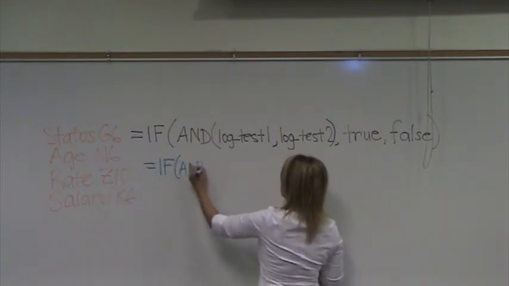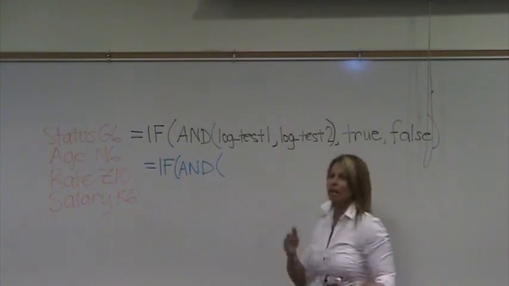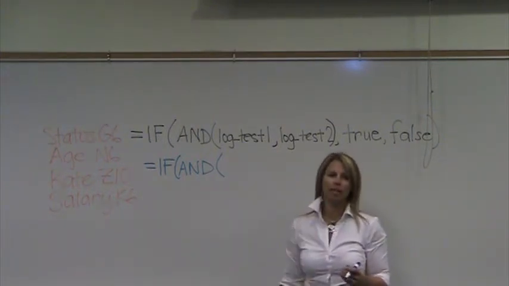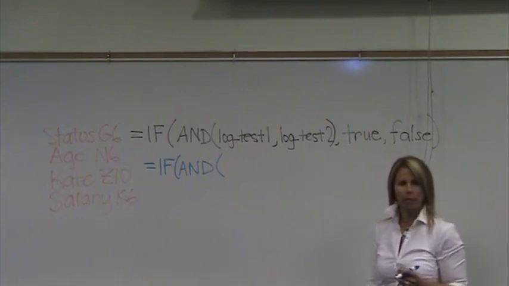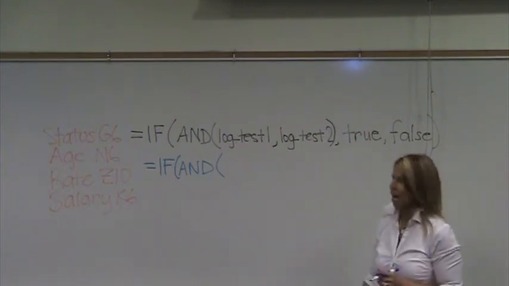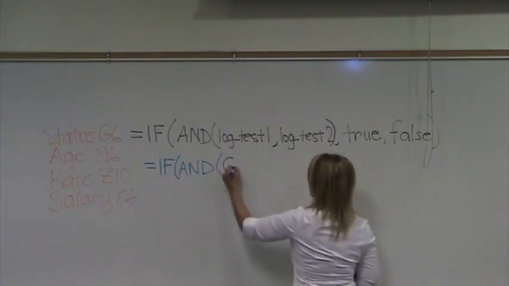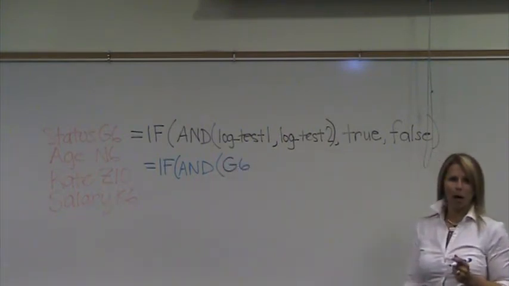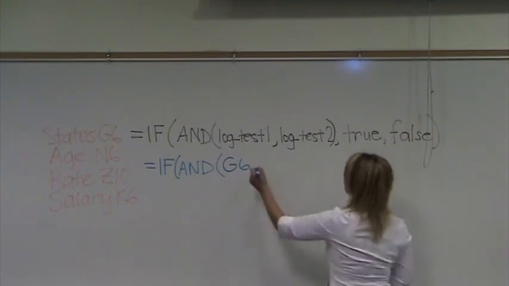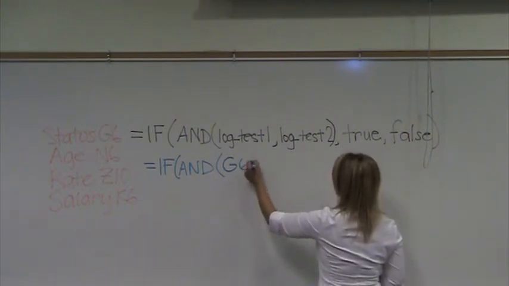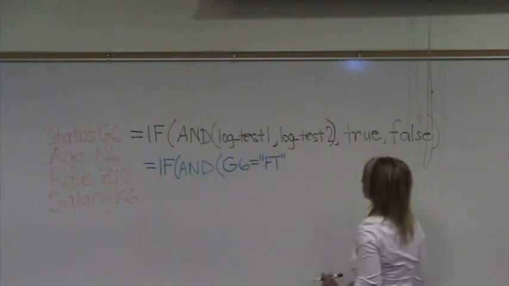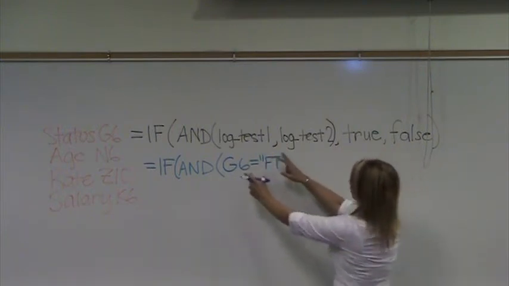What is our first logical test? We're calculating a 401k benefit. What's the first thing that depends upon? The employment status. The employment status is in cell G6. If the employment status is what? Full-time. So we're going to say equals FT for full-time. And remember, you have to put text in quotation marks. So there's my logical test 1.